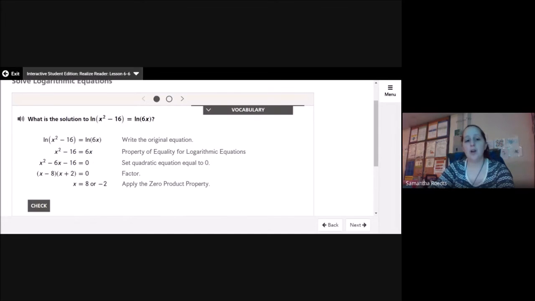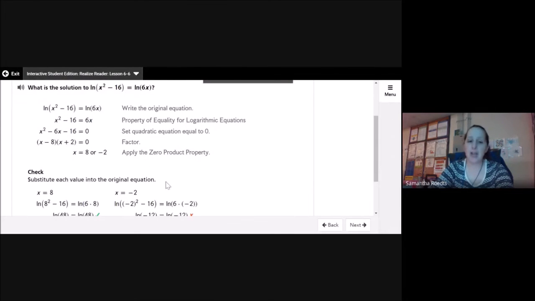I'm going to move the 6x to my left-hand side and set up a quadratic equation, which equals 0. Here I can factor it, which is great. We love to be able to factor. Makes our lives a little bit easier. Of course, you can complete the square. You can also use the quadratic formula, whichever way works the best for you. Okay, so when I factor, I get x minus 8 times x plus 2 equals 0. I solve both of these for x, so I get x equals 8 or negative 2, and then I check.